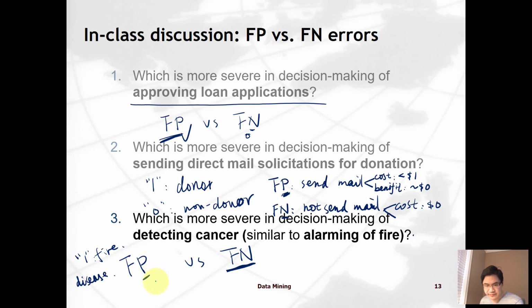But the potential benefit is to rule out the disease, because if the case is a false positive, then the follow-up test or the firefighter's check-in will rule out the case that this is actually a fire or disease. So there's no fire and disease. The false positive will be corrected by a second chance.